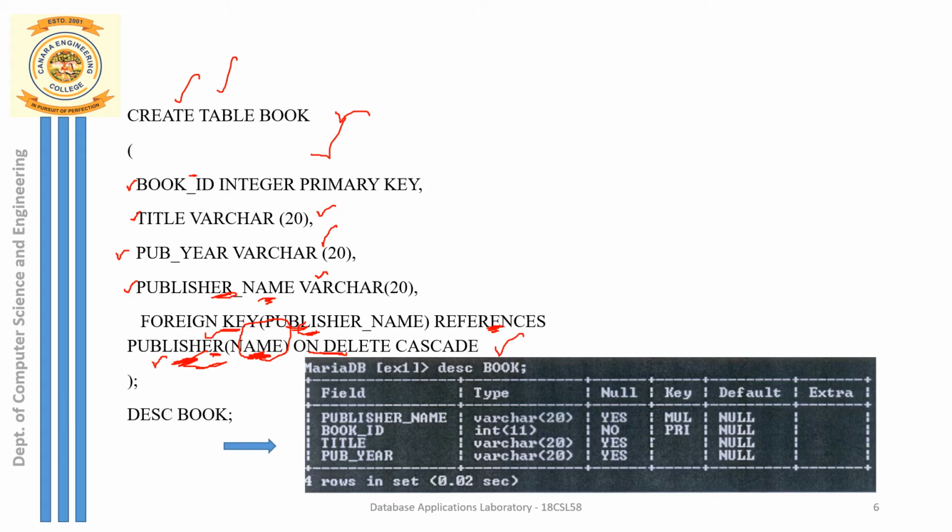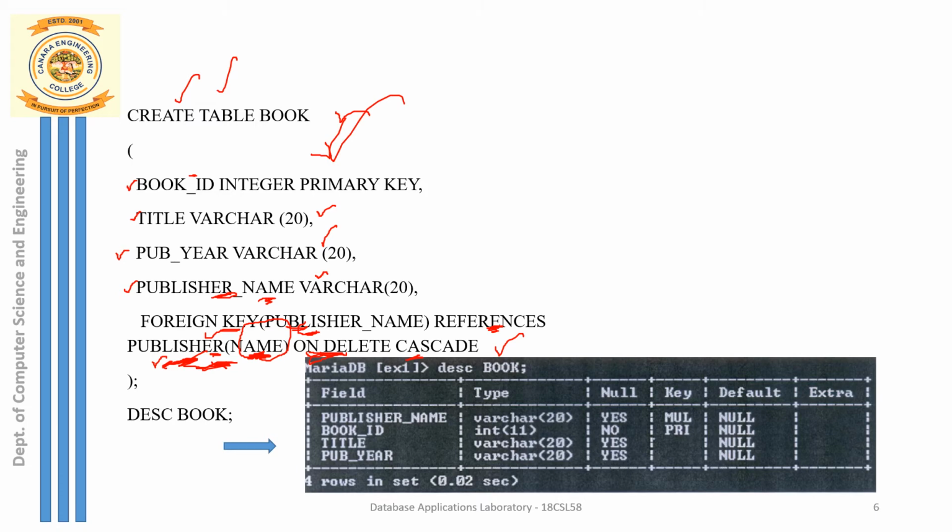So if I remove a row or a publisher detail from the main table publisher, the corresponding row, the corresponding publisher details, should also be removed here from the book table. That automatic deletion is done only if you specify on delete cascade. That is, if you delete a row in the main table, the publisher table, then you need to cascade. That means that deletion should be done in this derived table as well, in this child table as well. The corresponding publisher detail should be deleted from this table as well. Okay, so you can describe this table and see the same thing. Again, you can see the book ID is primary key.